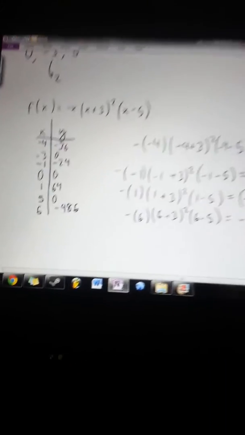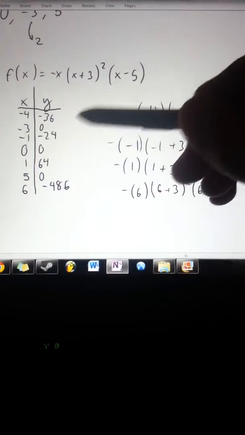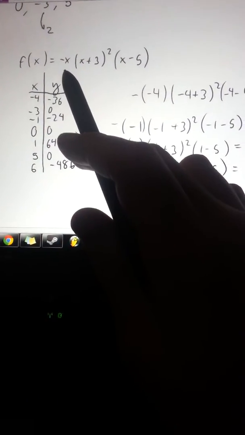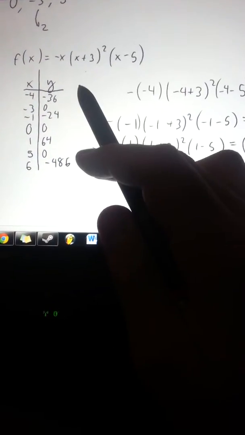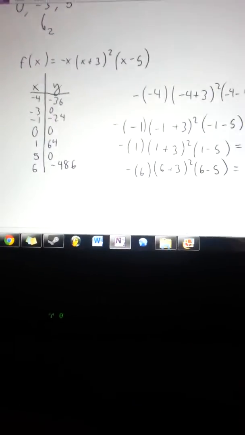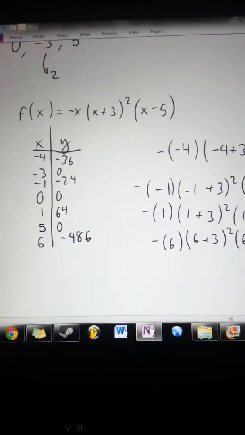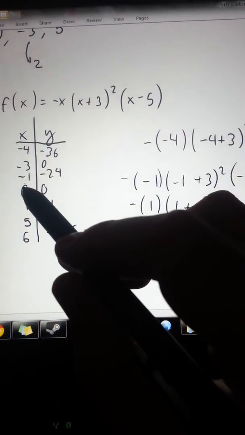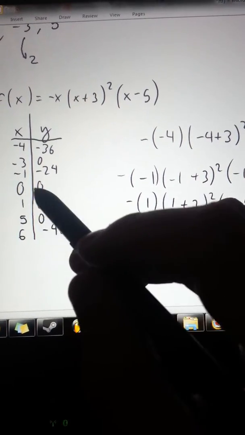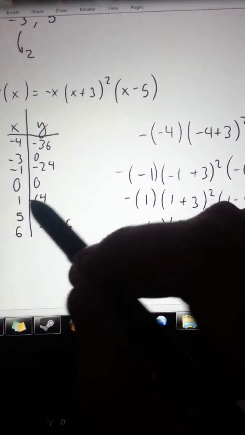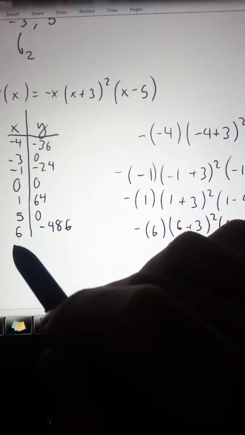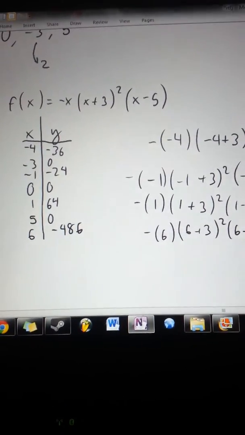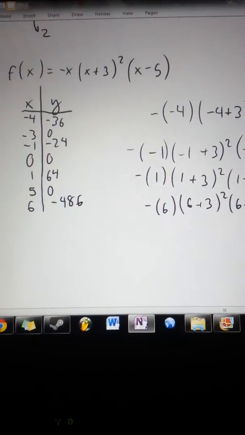And then you just plug all of them into the original function, which is negative x times x plus 3 squared times x minus 5. And so I got, for my points, negative 4 and negative 36, negative 3 and 0, negative 1, negative 24, 0 and 0, 1 and 64, 5 and 0, and then 6 and negative 486, which is pretty big.